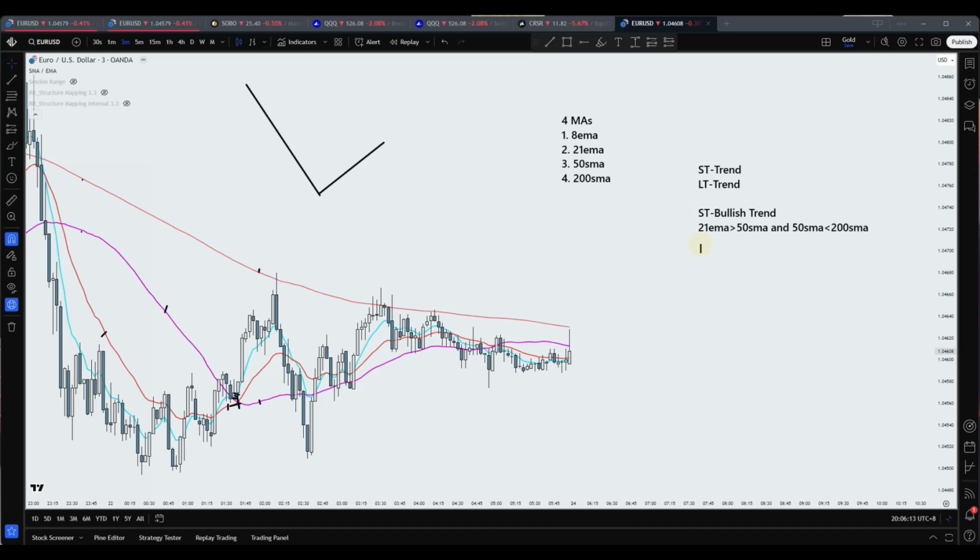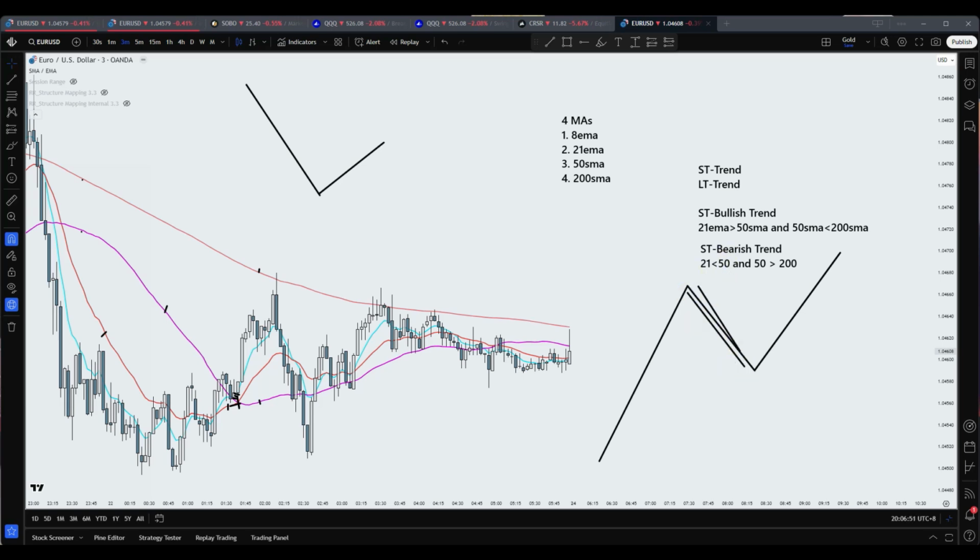The opposite is short term bearish trend. Just flip this one. 21 is less than 50, right? And 50 is greater than 200. What does it mean? It means you are longer term bullish but shorter term bearish, and we are expecting a continuation. Okay, so I'm talking about this leg here, shorter term bearish.